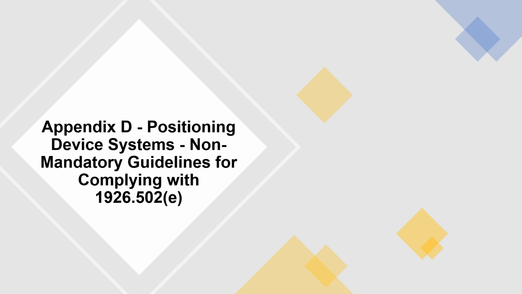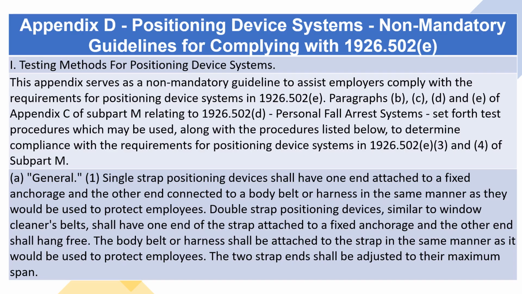Appendix D. Positioning Device Systems, Non-Mandatory Guidelines for Complying with 1926.502(e). Testing Methods for Positioning Device Systems. This appendix serves as a non-mandatory guideline to assist employers comply with the requirements for positioning device systems in 1926.502(e). Paragraphs B, C, D, and E of Appendix C of Subpart M relating to 1926.502(d) personal fall arrest systems set forth test procedures which may be used, along with the procedures listed below, to determine compliance with the requirements for positioning device systems in 1926.502(e)(3) and (4) of Subpart M.